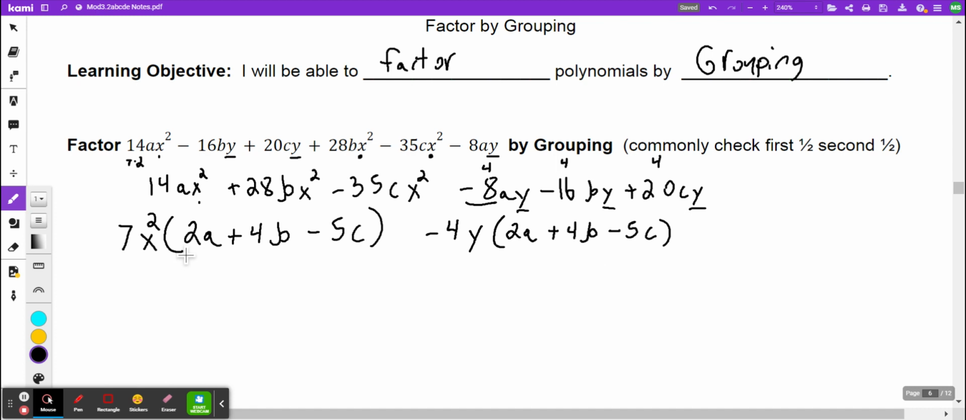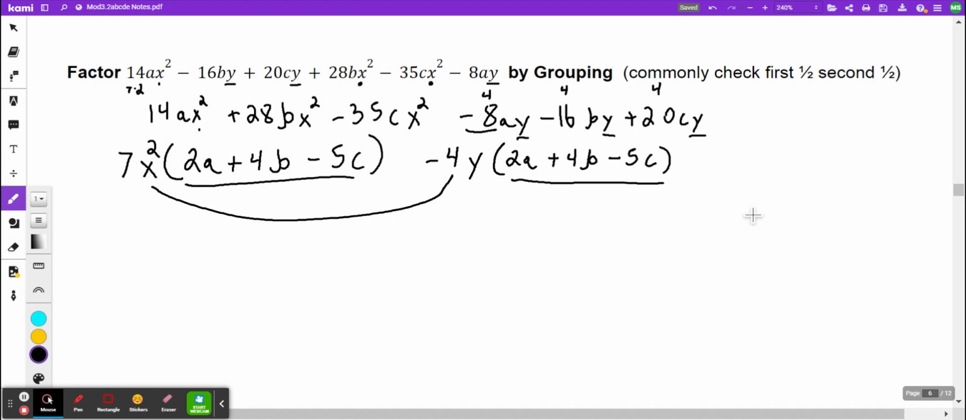So if I have this, and it's exactly the same as this, I can put these two together and say, hey, look, this right here is going to actually be 7x squared minus 4y. This is the new factor; I'm going to be multiplying this binomial by this trinomial.